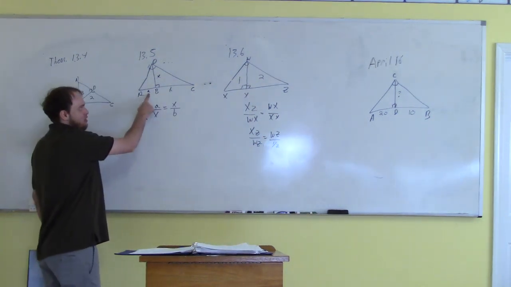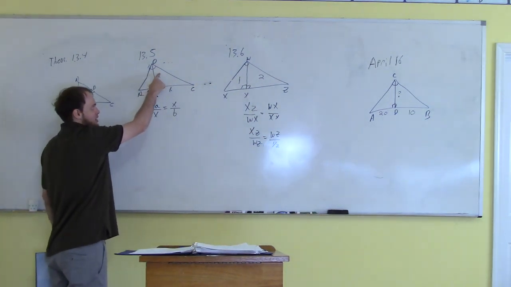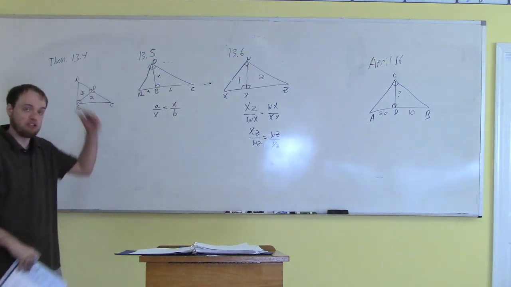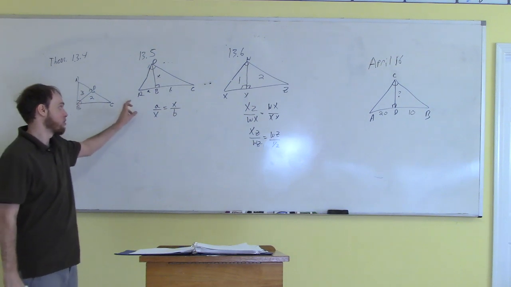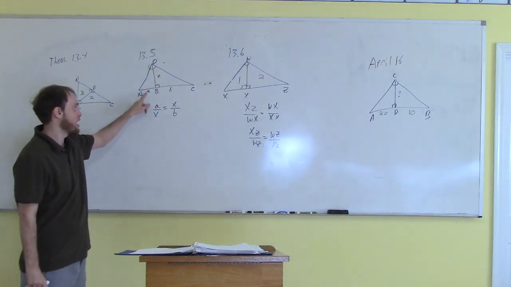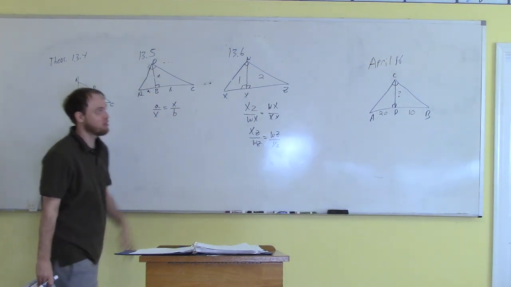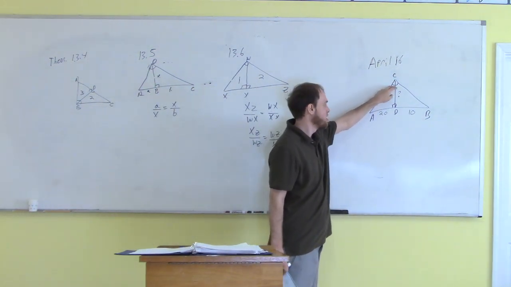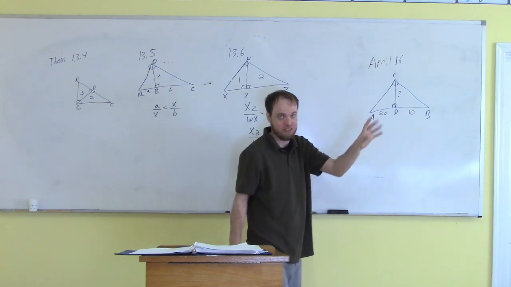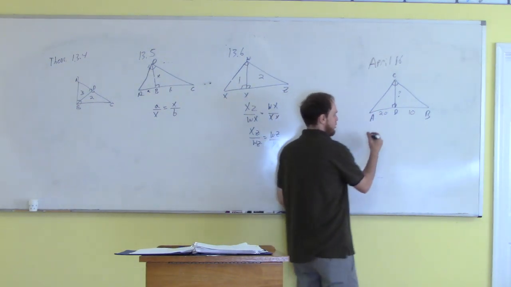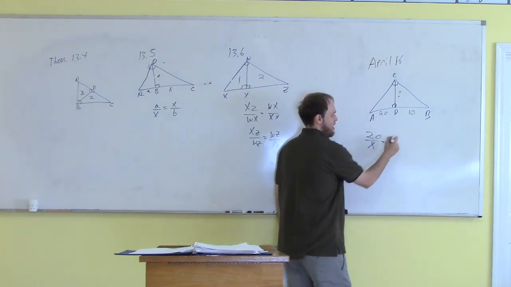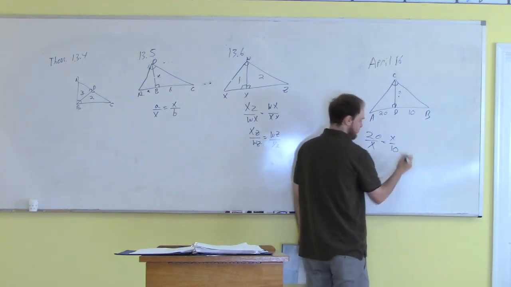Theorem 13.5 over here tells me that A over X is the same as X over B. So you're going to have to use 13.5 for this one. So A over X equals X over B. So the segment over the altitude equals the altitude over the other segment. And so I would put 20 over X equals X over 10.